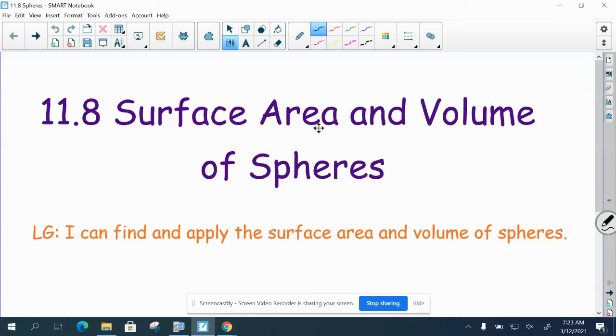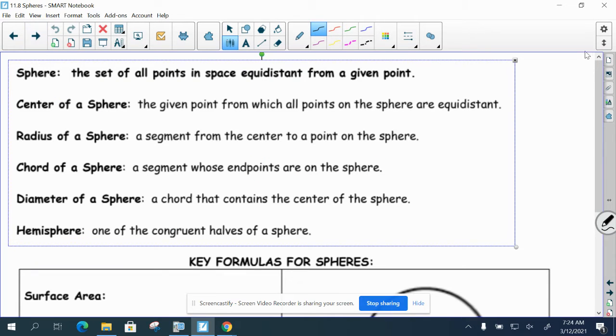Everyone, this is lesson 11.8 on surface area and volume of spheres. This is going to be a pretty short lesson because there's only two formulas that you need to know, and you hardly need a lesson on this, but just to get the formulas and see a few examples. So that's all we're going to do.